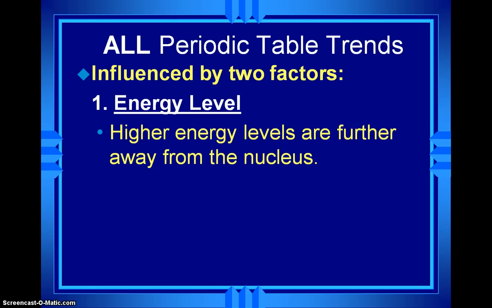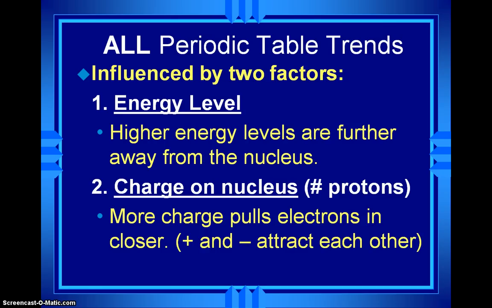The second thing that influences periodic table trends is the charge on the nucleus, and that is to say, the number of protons. So the more charge there is in the nucleus, the stronger the pull is going to be on those electrons. So remember that opposites attract. Positive and negative charges attract one another, okay?